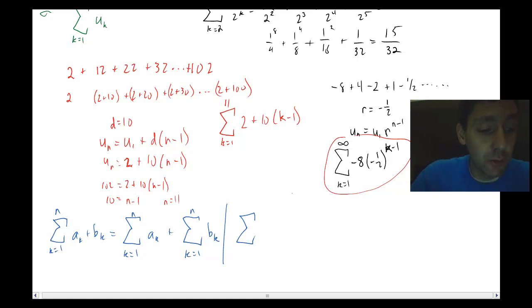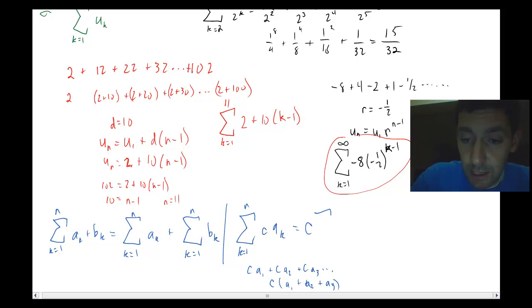The next thing we're going to do is go from k equals 1 all the way up to n of c times ak. Now if we think about that, that would be c times a1 plus c times a2 plus c times a3, dot dot dot, all the way up to an, which if you factor the c out, is just c times (a1 plus a2 plus a3 and so on). So essentially it's equal to c times the sigma from k equals 1 to n of just ak. So if you have a constant, that constant can be pulled outside of the sigma.